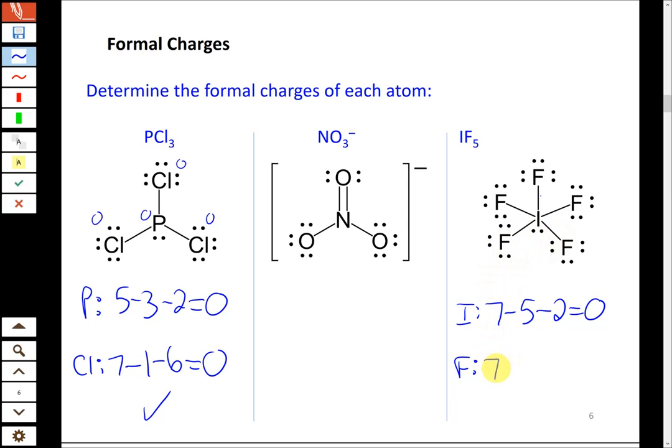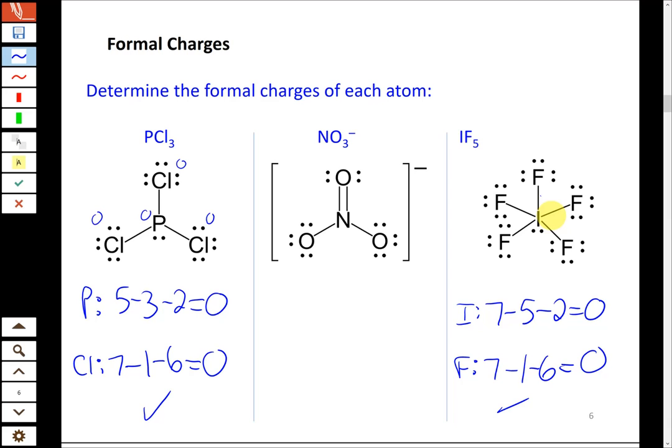Each fluorine brought in 7 valence electrons. It has 1 bond, and then it's going to have 2, 4, 6 non-bonding electrons. That also gives us 0 once again. All right, so this structure also has 0 formal charges on every atom. It's charge neutral, so that's the best structure we can draw.